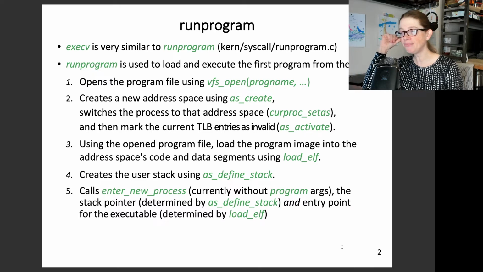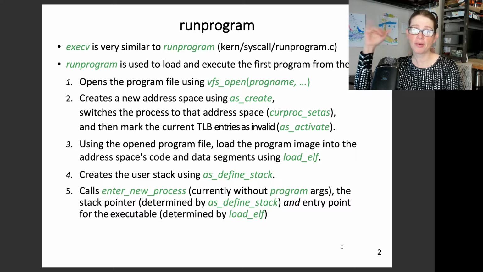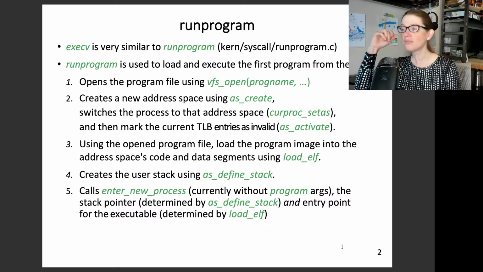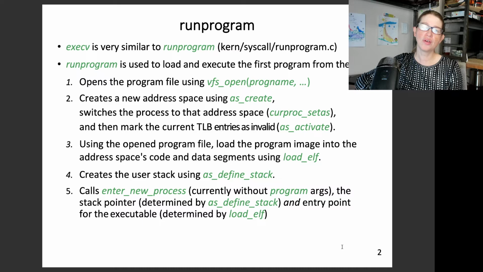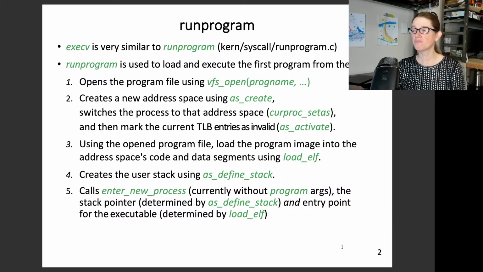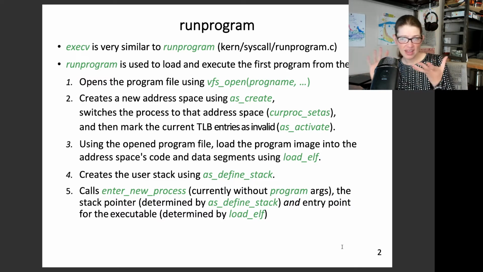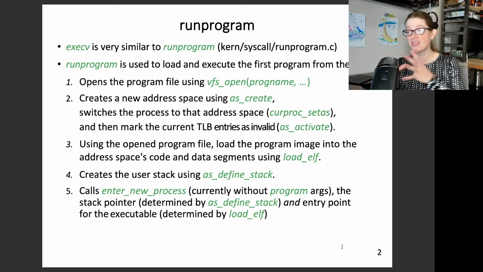So run program is going to load and execute the first user program from the kernel menu. So it opens the program file, it creates an address space, and then it is going to set the current process's address space to be the new one it just created. And then it's going to load the address space, because creating and loading the address space are two different things. One actually creates the address space structure. The other one is going to populate it.